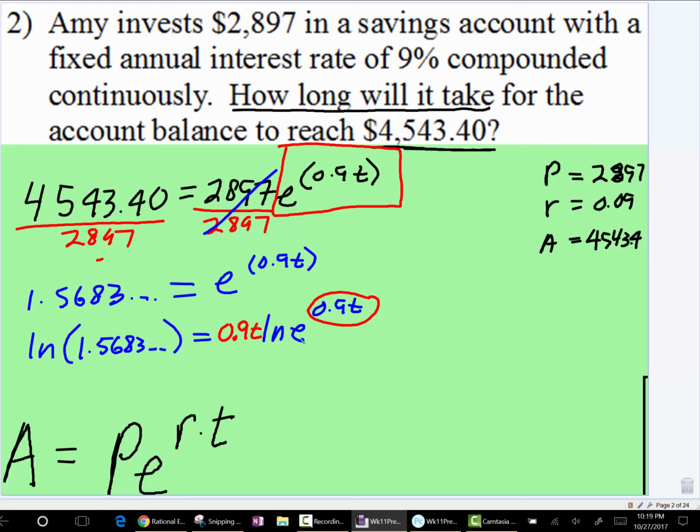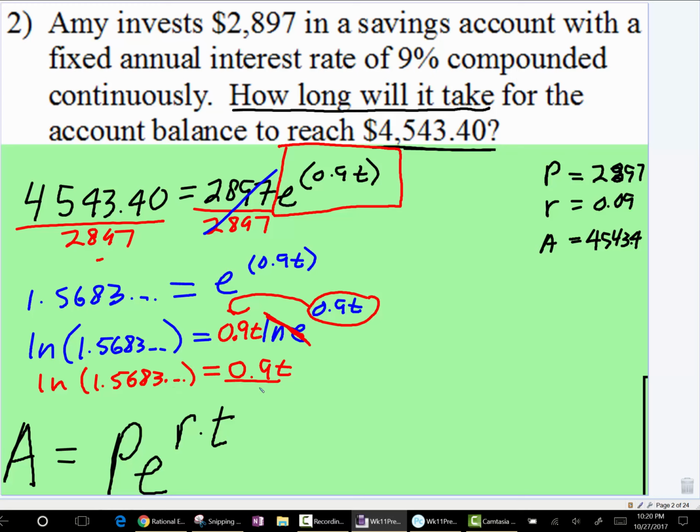0.09t. Well, the natural log of e, if you type in natural log and then hit the second button, natural log again, and type 1 for the exponent, close parentheses, enter, this cancels to 1. So this got brought down in front. The ln of natural log gets canceled. So we're left with 0.09t, and we still have natural log 1.5683. Remember, that's stored into the calculator.